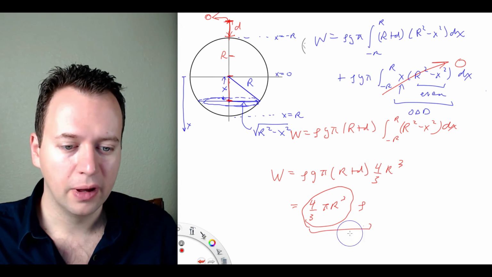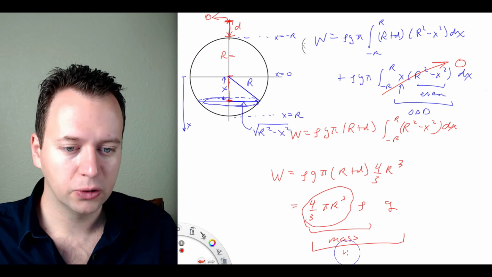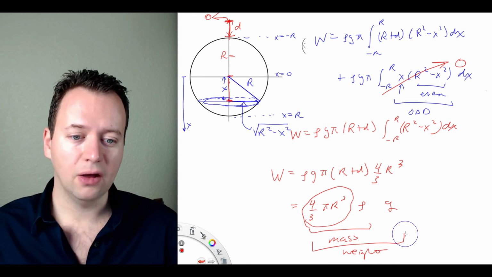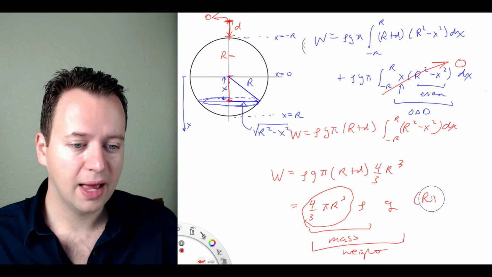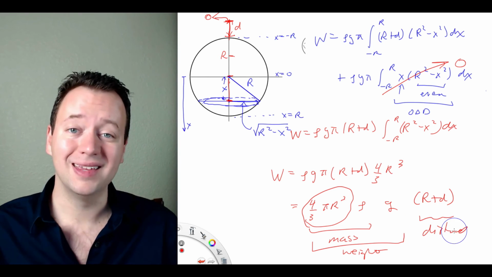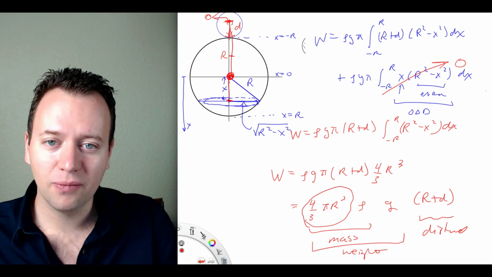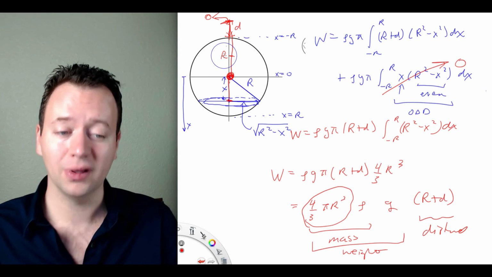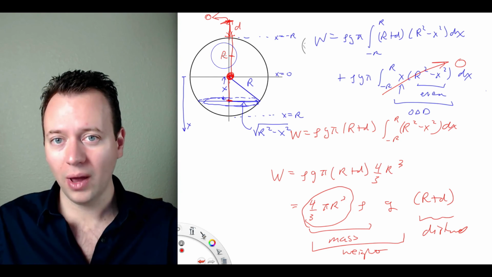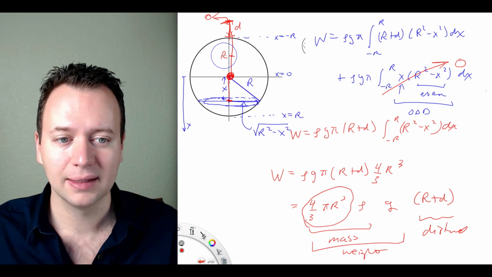Multiply it by rho, that's the total mass of water. Multiply it by g, that's the total weight of all of the water in the tank. So if we just take the total weight of all the water in the tank and multiply it by r plus d, which is the distance traveled by the center of mass. So the center of mass is right in the center of this, and the center of mass is traveling through a distance of r plus d. We again see that the total work is equal to the total weight of all of the water times the distance traveled by the center of mass.